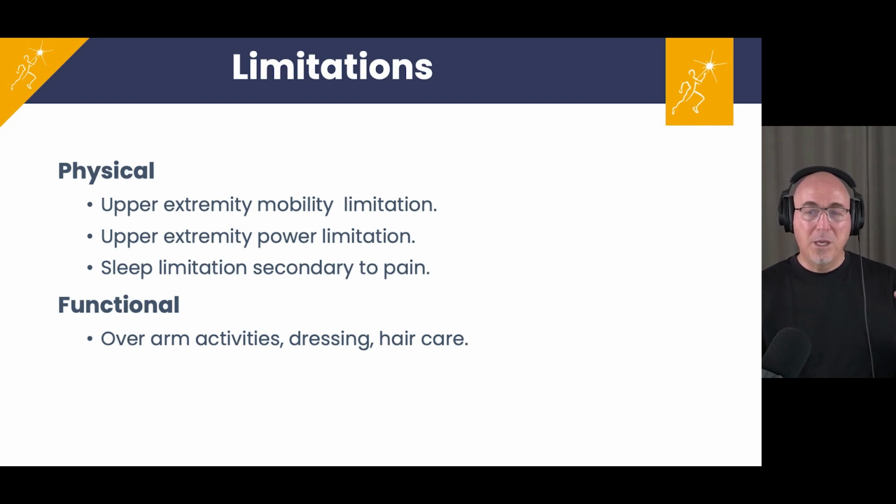The big picture, if we look at our ICF model or the International Classification of Function model or grid, we look at this functional part, right, of what she wants to participate in. And the activities that she's limited in are overhead activity, arm over activities, and dressing and hair care. These were the three main things that she felt were just really difficult for her, including sleeping.